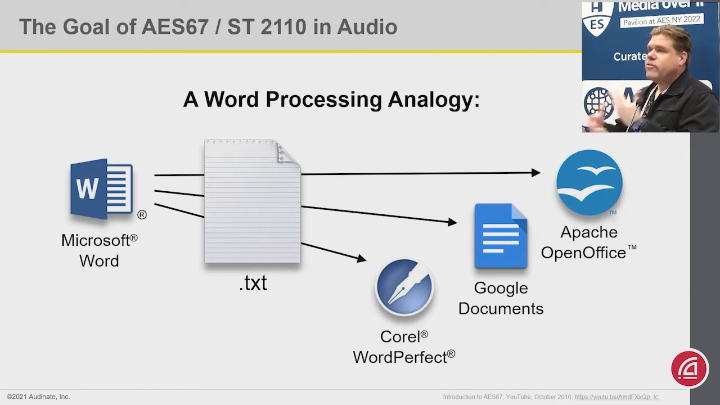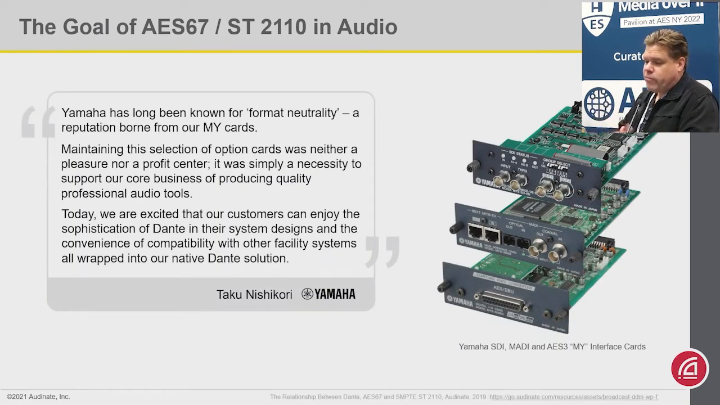So AES67 and ST2110 are really meant to be ways in the audio world of connecting systems together. And this is just a quote from Yamaha where they were saying they were largely known for format neutrality. And their products, they would be able to pop in these cards for different systems and instantly have connectivity anywhere you wanted. Now the thing that they said was, they had 30-some cards. It's not a profit center. These cards were simply made to enable their other products to connect to your systems. Now, by using something like AES67 or ST2110, you don't need an option card anymore. The built-in Dante port could do it for them.